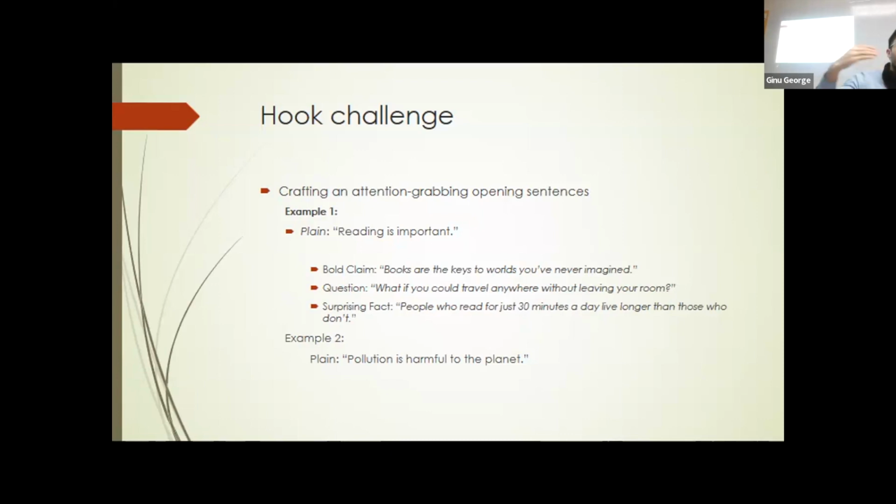Okay? And then you get into why it's harmful for the planet. Okay? Again, you want to sort of make it interesting, okay? And not just state something very plainly. Okay? The more creative you are, the better it is for the essay.